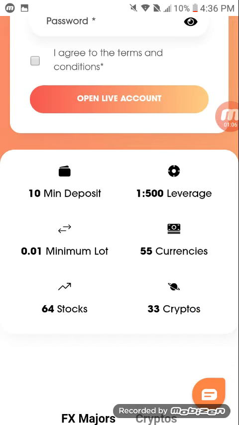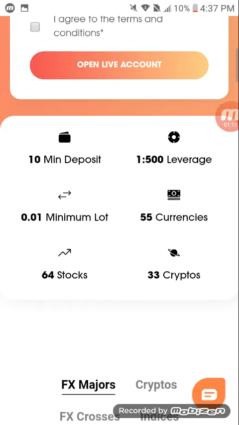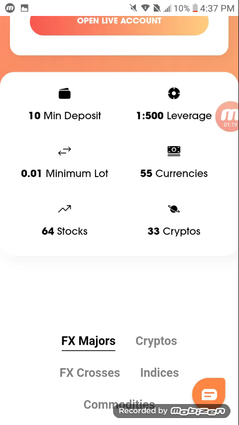The minimum for Hugosway is a $10 minimum deposit, with the 1 to 500 leverage. The minimum lot size will be 0.01. That's the smallest lot size you can get with any pair, any currency, any crypto, any stocks. That's the minimum lot size.